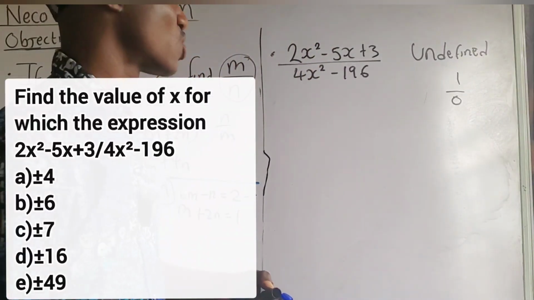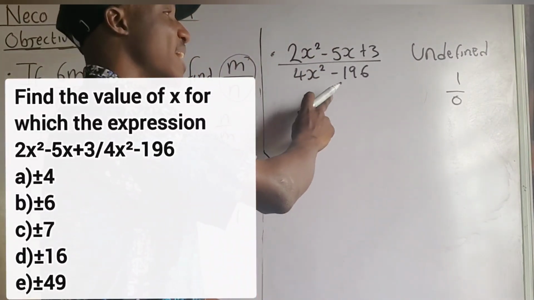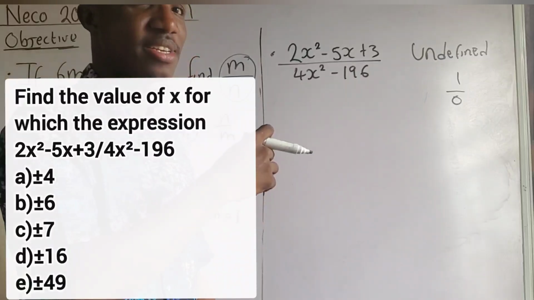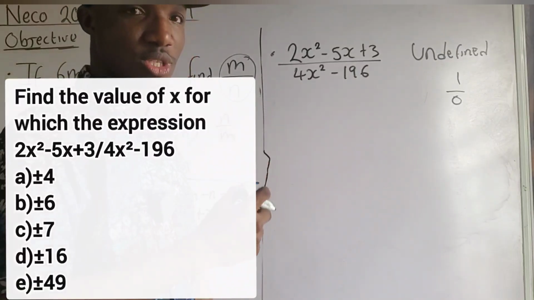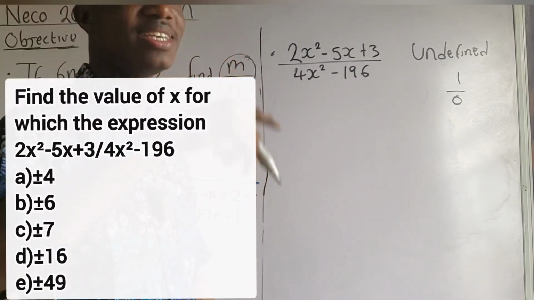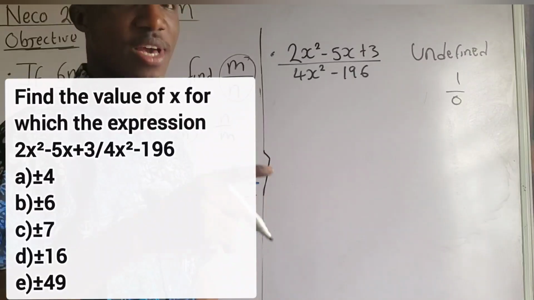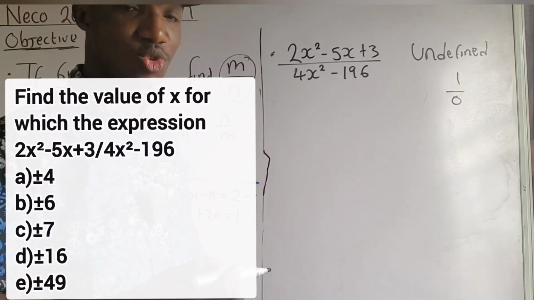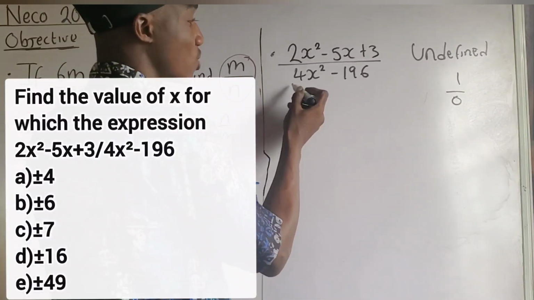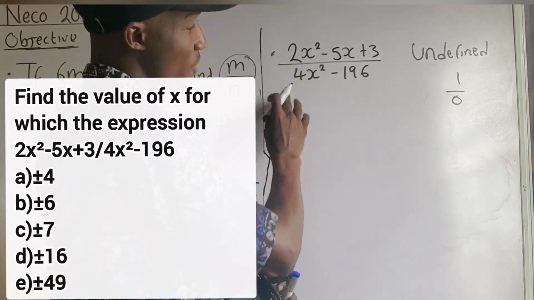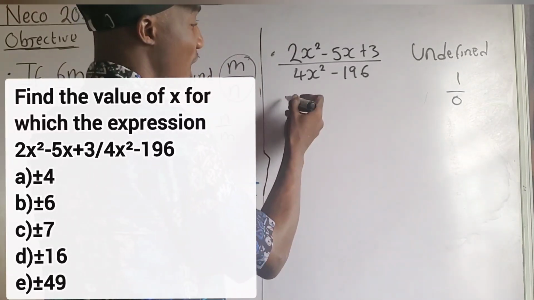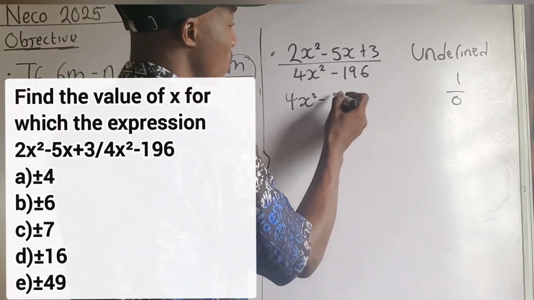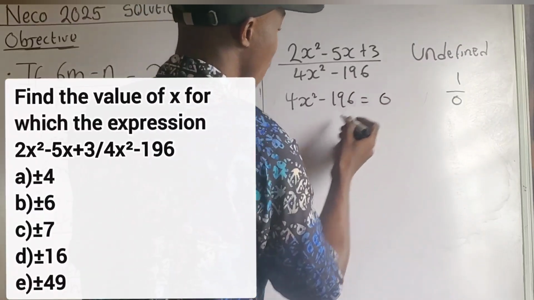Do you understand? So if you want to find the values of x for which this fraction will be undefined, you are going to set the denominator equal to 0. The value of x that makes the denominator equal to 0 is the value of x that will make the expression undefined. Do you understand? So let's set the denominator equal to 0. The denominator here is what? 4x squared minus 196. I'm going to have 4x squared minus 196 equals 0.